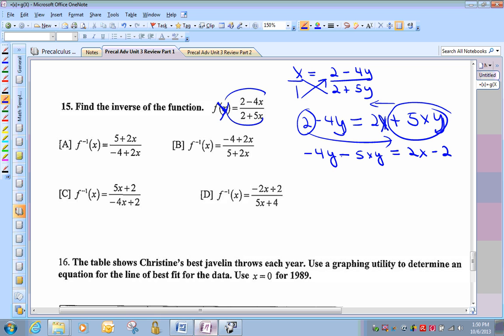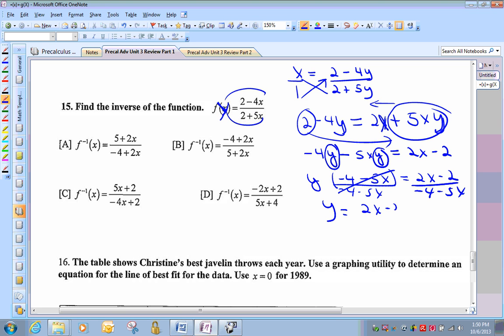The next thing I'm going to do is I'm going to factor out my y. Really, really important concept, not only now, but later on in our trig units as well. So I'm going to take a y out. And when I take a y out, I get negative 4 minus 5x equals 2x minus 2. And then I simply can divide by negative 4 minus 5x on both sides. And I get y equals 2x minus 2 over negative 4 minus 5x.